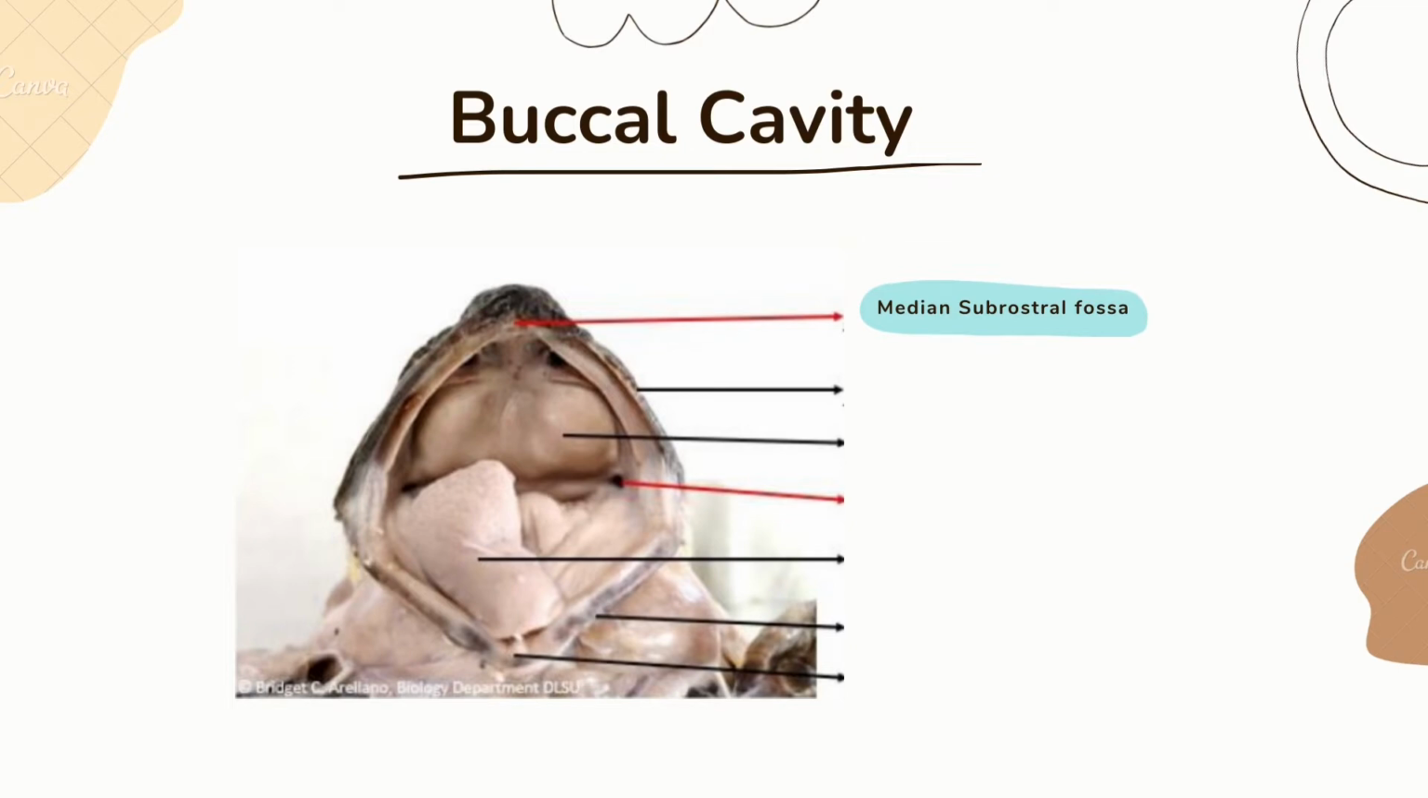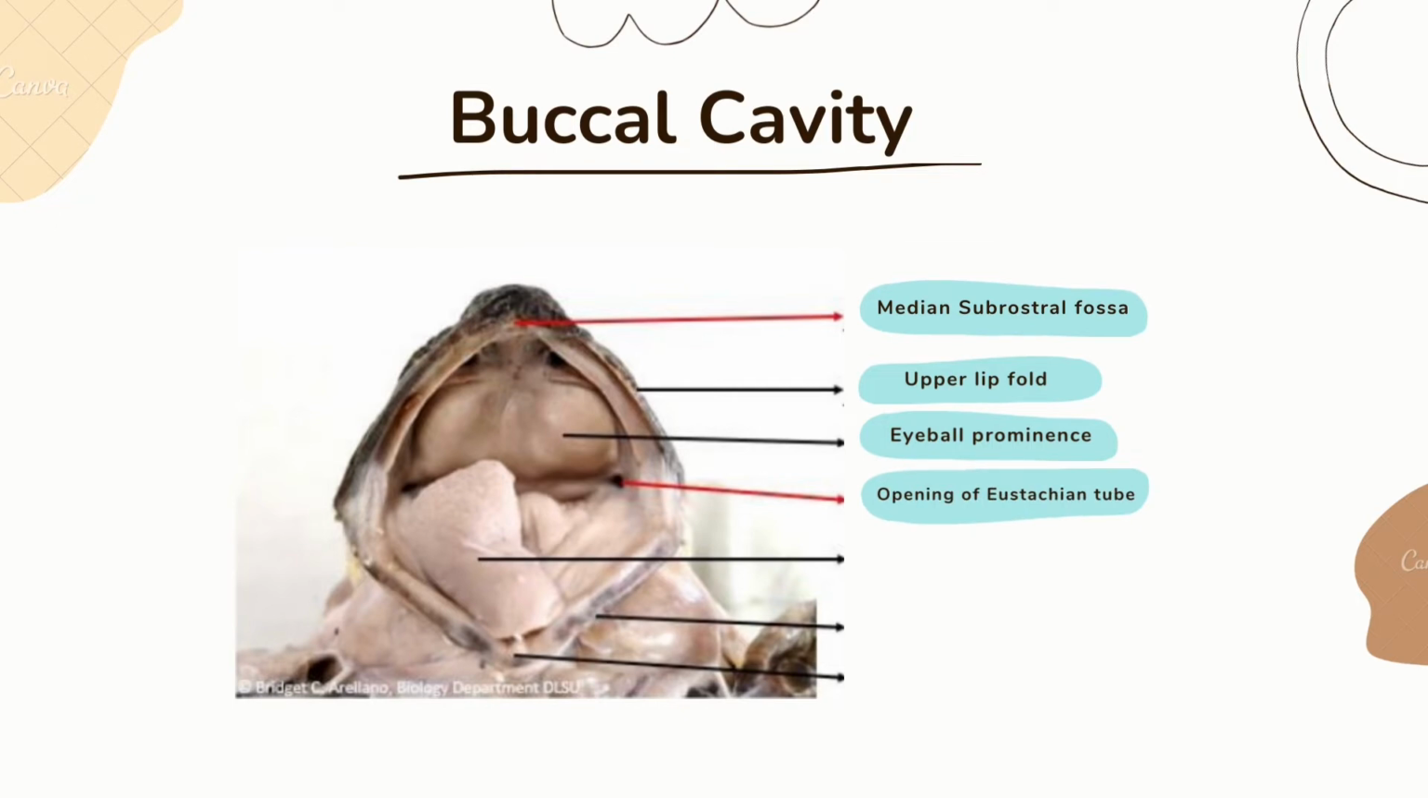The second pointed structure can be seen surrounding the edges of the upper jaw. This is the upper lip fold. At the posterior half of the mouth, at the roof of the frog's mouth, we get to see the third pointed structure. These are the eyeball prominences, wherein the eyeballs rest just above them. Medial to the mouth, right beside the angles of the frog's jaw, we get to see the fourth pointed structure, which is the opening of the eustachian tube. These lead to the body of the eustachian tube, which balances the pressure in the frog's ears while swimming.